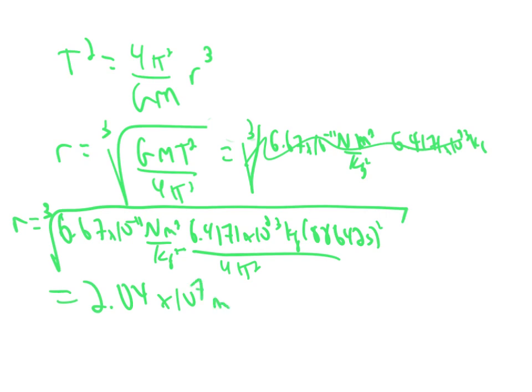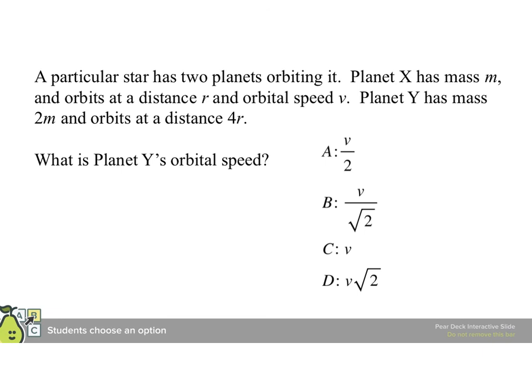All right. A particular star has 2 planets orbiting it. Planet X has mass m, orbits at a distance r, and speed v. Planet Y has mass 2m and orbits at a distance of 4r. What is planet Y's orbital speed?